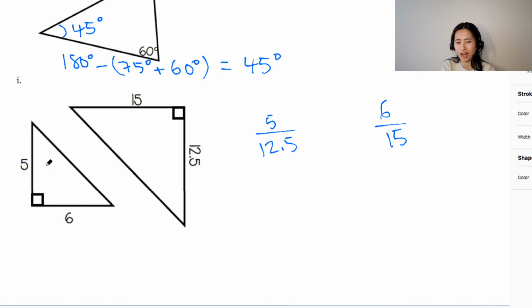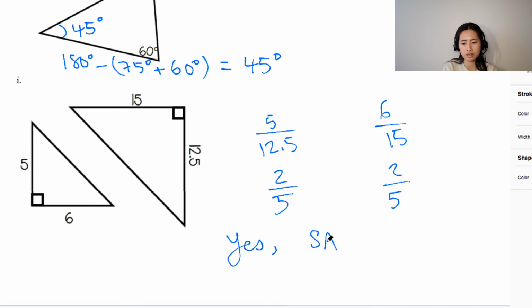Because you can't just take 5 and 15, because you know that 15 is a longer dimension. Therefore, you're supposed to compare that with 6, because 6 is a longer dimension compared to 5. So that's why I'm setting this up as 5 over 12.5 and this is 6 over 15. Okay, so 5 divided by 12.5 is equal to 2 over 5, and you have 6 over 15. So 6 over 15 is also 2 over 5. So you can actually say that yes, it's similar, right, based on side, angle, side.